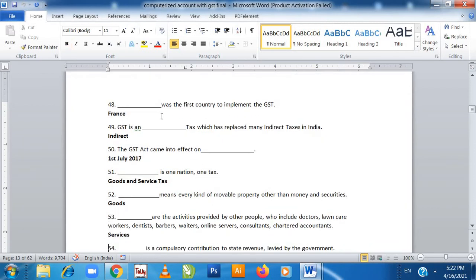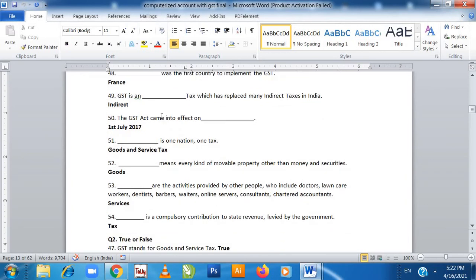Dash means every kind of movable property other than money and security. Answer is goods. Dash are the activities provided by other people, who include doctors, lawn care workers, dentists, barbers, waiters, online servers, consultants, chartered accountants. Answer is services. Dash is a compulsory contribution to state revenue levied by government.